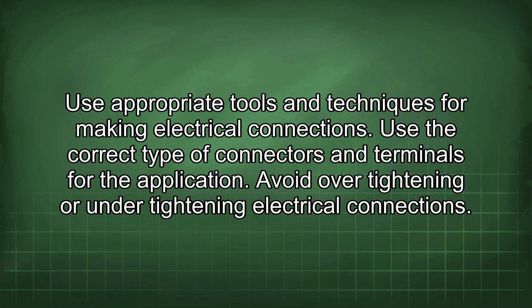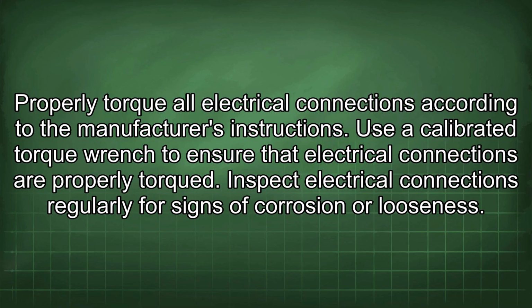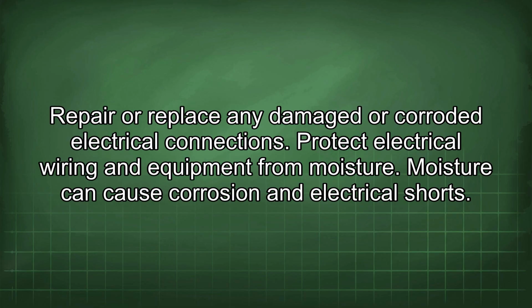Use appropriate tools and techniques for making electrical connections. Use the correct type of connectors and terminals for the application. Avoid over-tightening or under-tightening electrical connections. Properly torque all electrical connections according to the manufacturer's instructions. Use a calibrated torque wrench to ensure that electrical connections are properly torqued. Inspect electrical connections regularly for signs of corrosion or looseness. Repair or replace any damaged or corroded electrical connections.